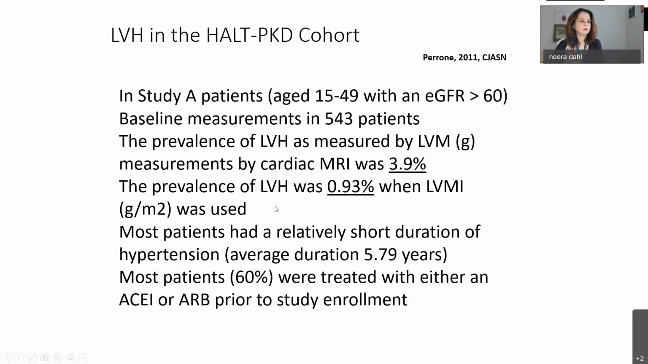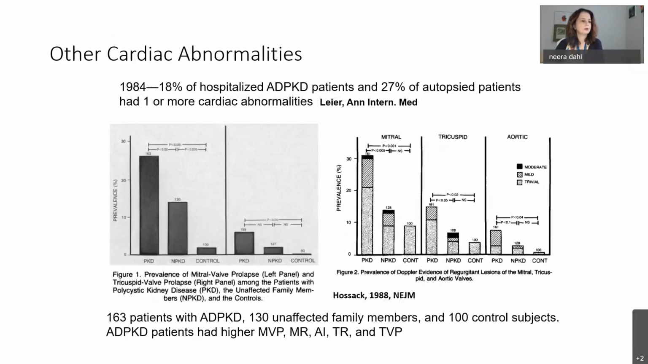And the very good news here is that the prevalence of LVH was relatively low, so about 4% when it was measured in one measurement by cardiac MRI, and then even lower when a different measurement was used. And about 60% of the patients in HALT PKD were on an ACE inhibitor or an ARB prior to study enrollment. There can be other cardiac abnormalities, so mitral valve prolapse, tricuspid prolapse, and aortic valvular abnormalities.